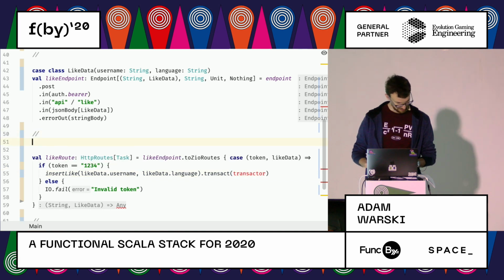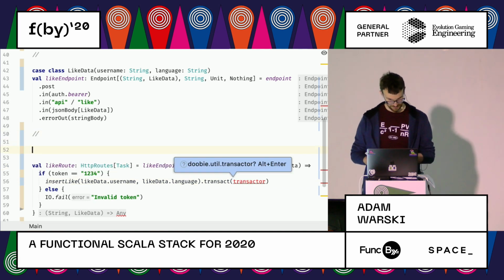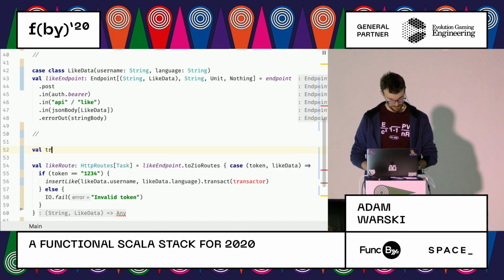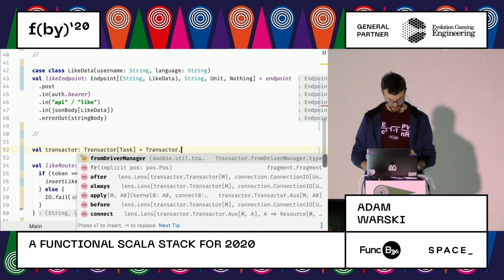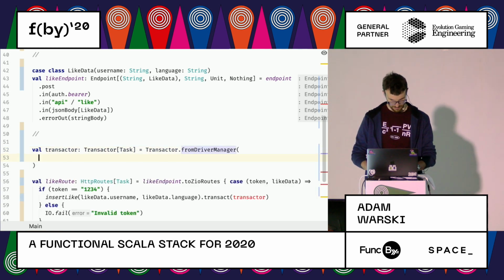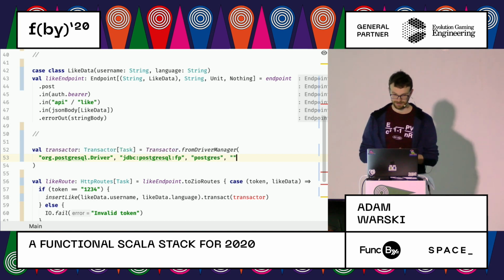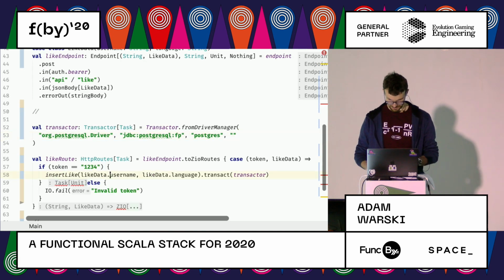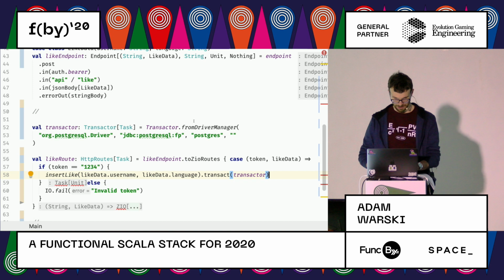Actually, let's create it now because IntelliJ won't allow us to do anything interesting. So a transactor of type Transactor of Task. We can create one given some configuration parameters. Here we need to specify the driver, PostgreSQL driver. We need to specify the connection string, the FP database. We need to specify the username and the password. As you can see, I'm a fan of basic passwords and basic security. Okay, so now we have our transactor.